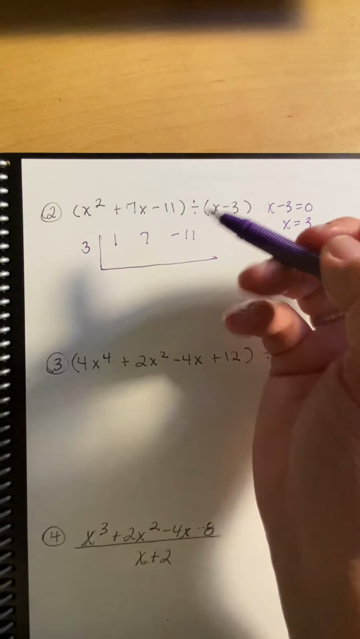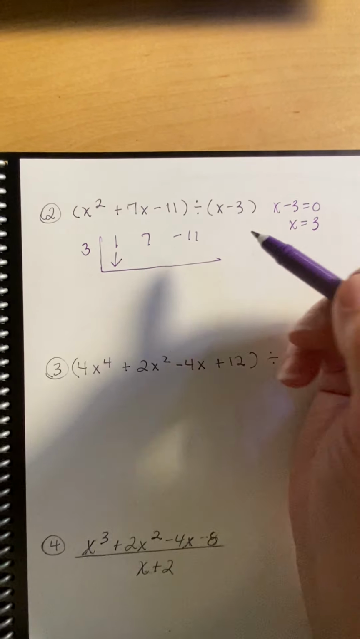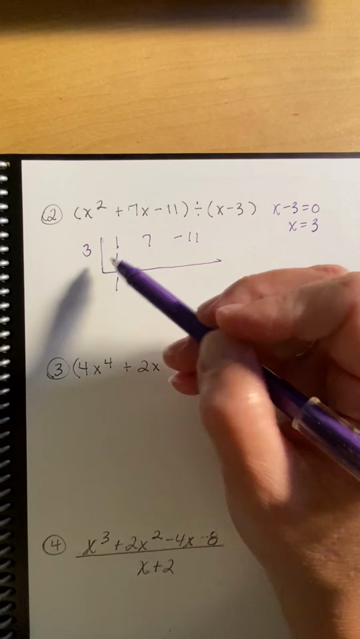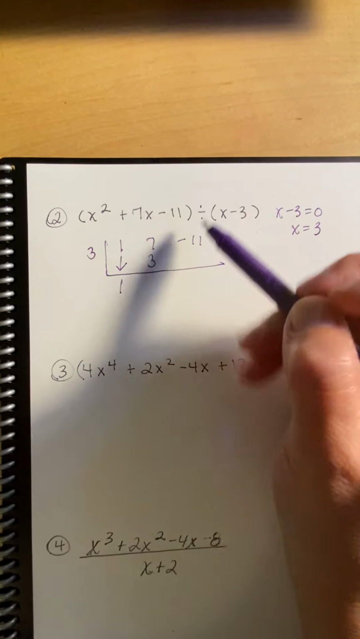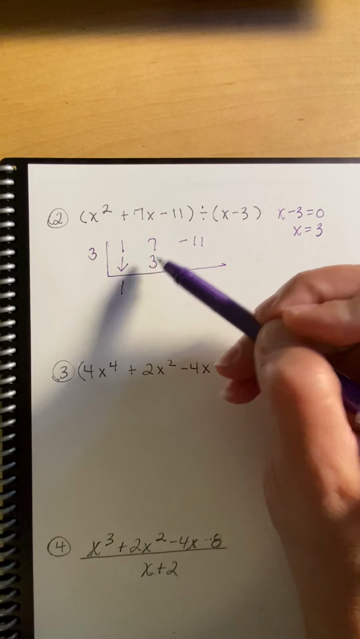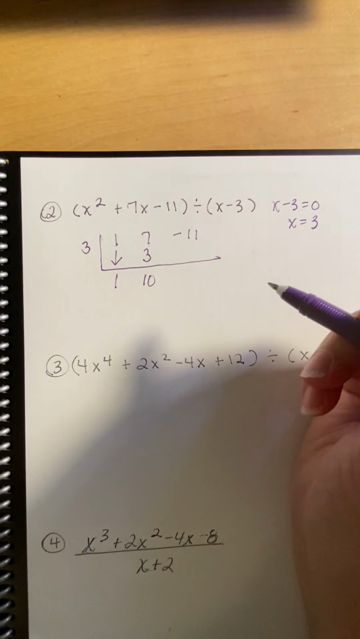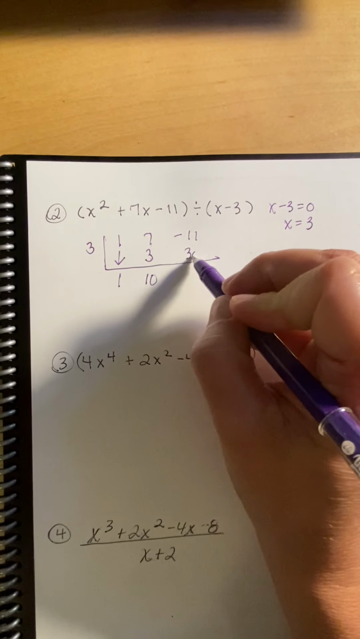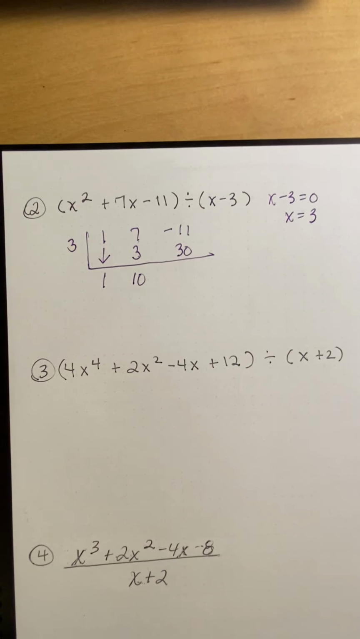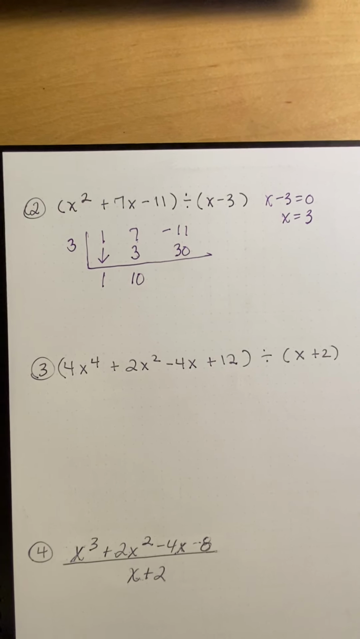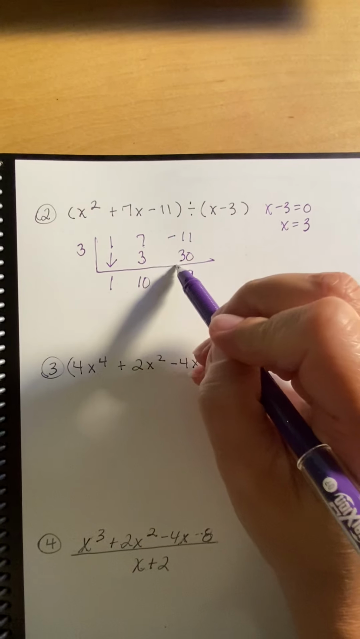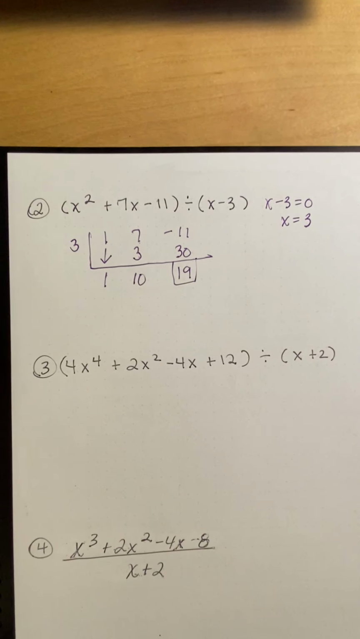Okay, your first number comes straight down. When you're below the line, you multiply. So 1 times 3 is 3. Do what your signs say. So 7 plus 3 is 10. And 10 times 3 is 30. And then you're going to do negative 11 plus 30, which in this case will be 19. Box in that last number because that's going to indicate your remainder.